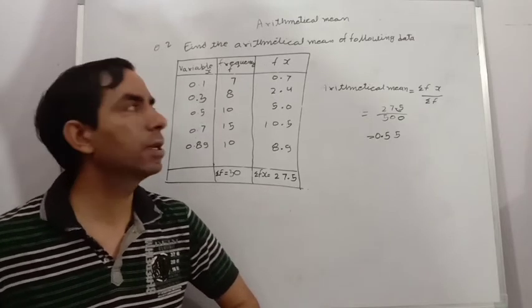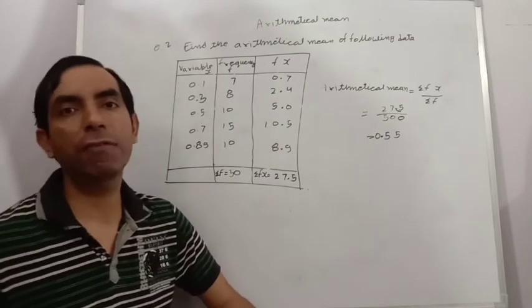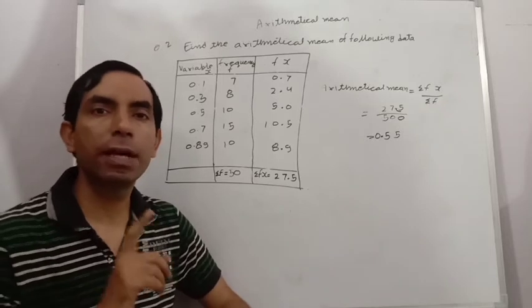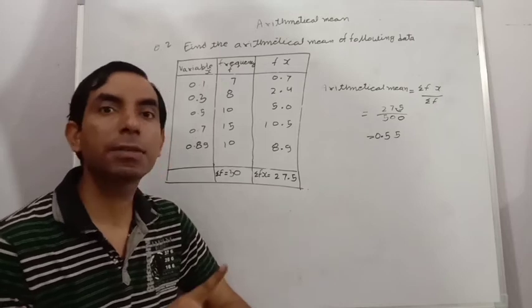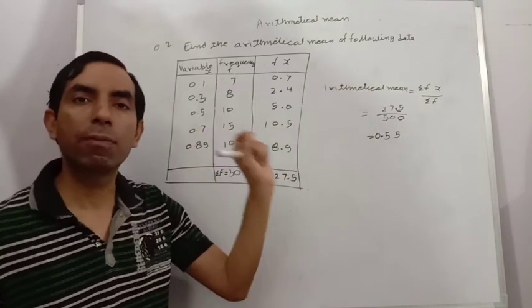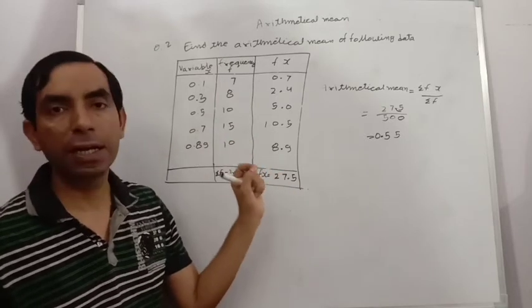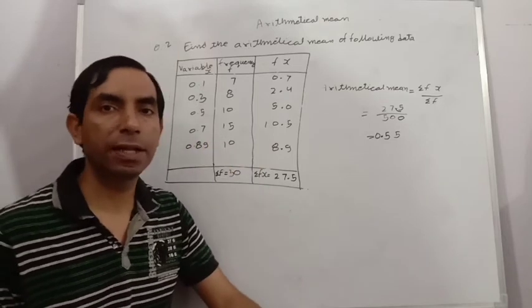But sometimes in an ungrouped frequency distribution table we have some alphabet. Then how can we find it? The method is the same, because if we are given an ungrouped frequency distribution table and the arithmetical mean, then use this formula. This formula always works for finding the arithmetical mean in an ungrouped frequency distribution table. So let's take another question.